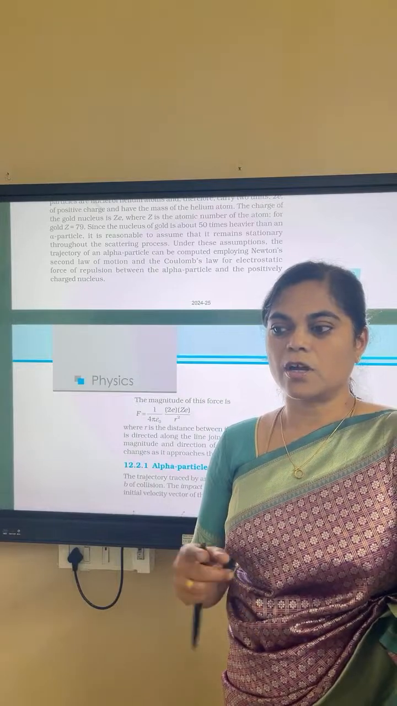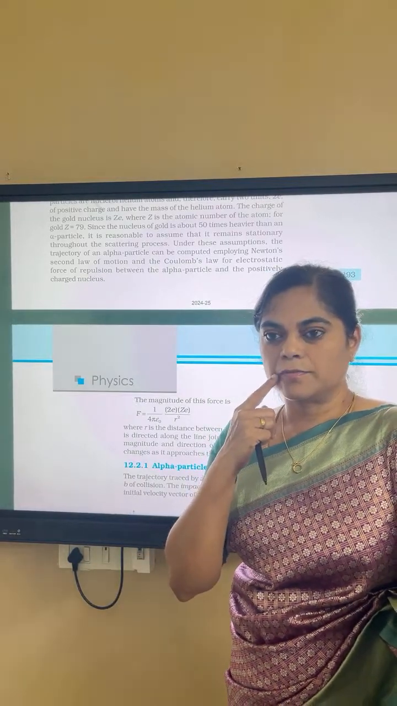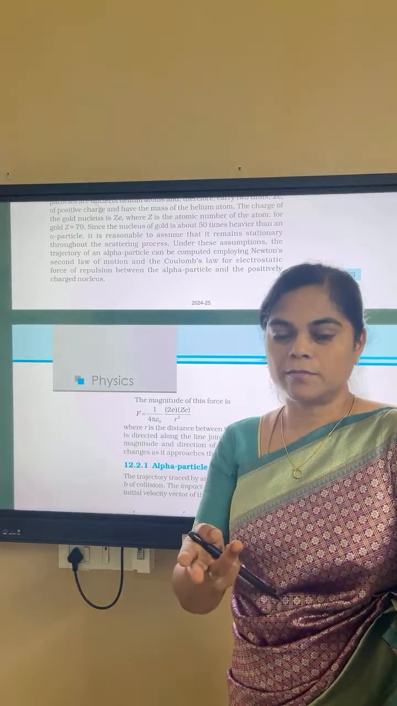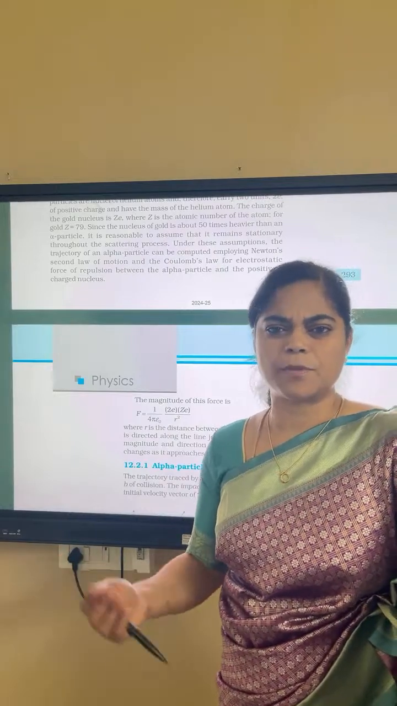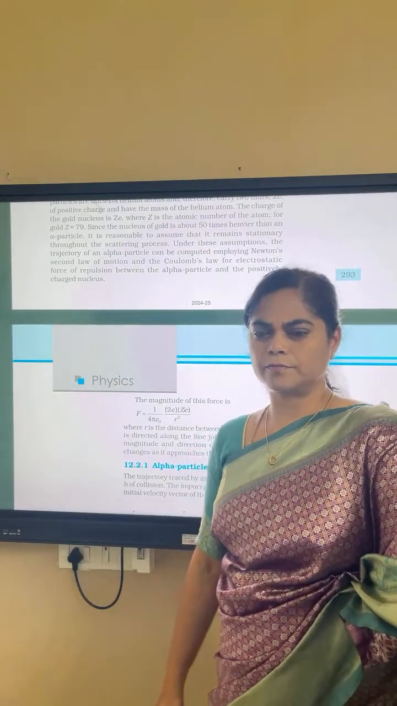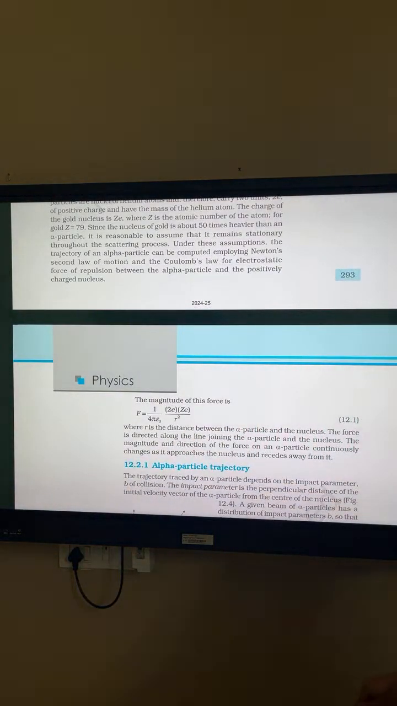So how might it be repulsive? Ma'am, both are like charges. Yes. Okay. So what is the Coulombic force? Everyone learned it from the first lesson: F equals K Q1 Q2 by R square. The same thing they have explained here.